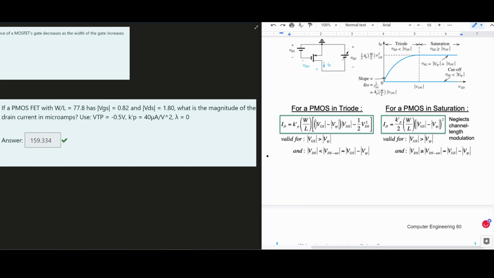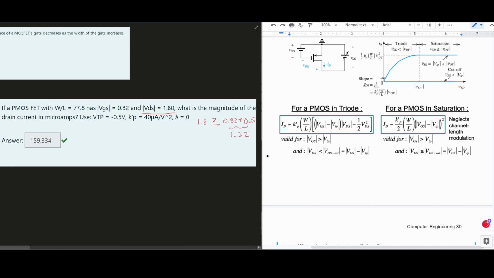Now, is it in triode or is it in saturation? We can look at this. So let's look at our VGS and our VTP. We're going to combine them and compare it to our VDS. So our VDS is 1.8. We'll do a 1.8 here. We need to see the sign. Then we're going to have our VGS, which is 0.82, minus our VTP, which is a negative 0.5. So we'll have this be a positive to combine them together. And we see that this is going to be approximately 1.32.